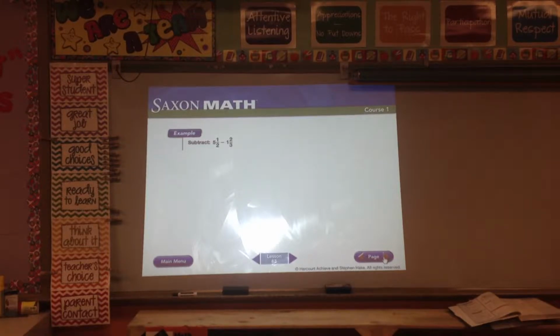Our first example asks us to subtract 5 1/2 minus 1 2/3. Now we have been working on how to subtract fractions and even mixed numbers that do not have common denominators. But today we're going to learn how we use regrouping to subtract certain kinds of mixed numbers.